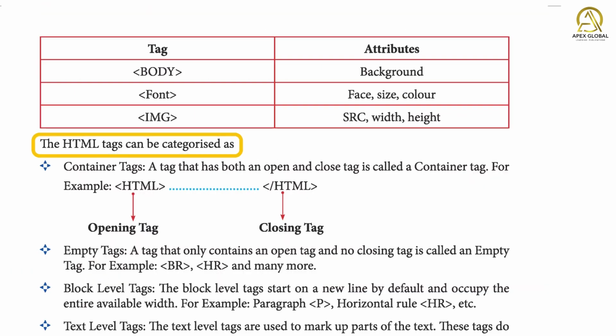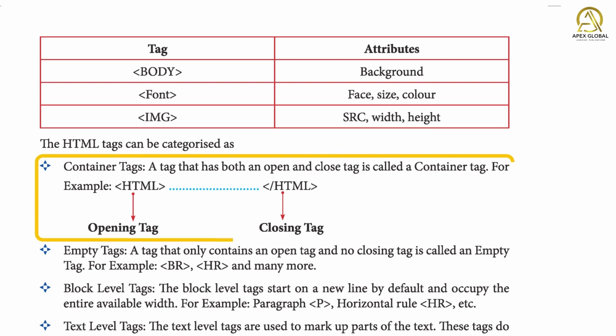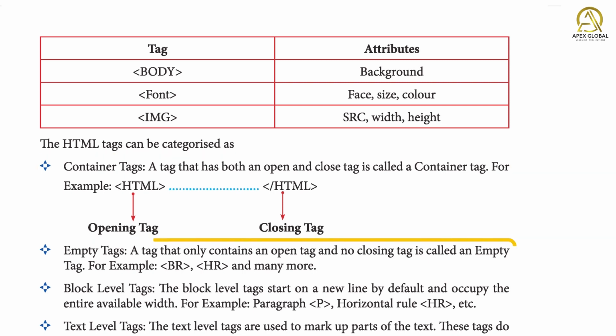The HTML tags can be categorized as container tags. A tag that has both an open and closed tag is called a container tag. For example, HTML opening tag, HTML closing tag. Empty tags. A tag that only contains an open tag and no closing tag is called an empty tag. For example, BR, HR and many more.